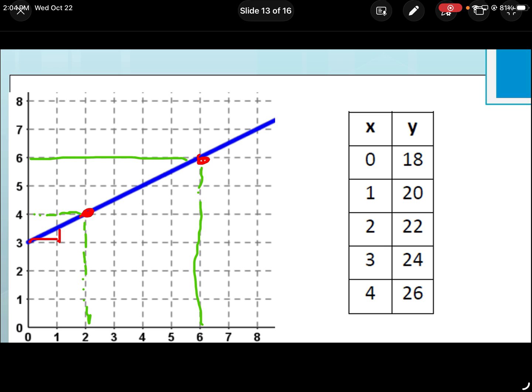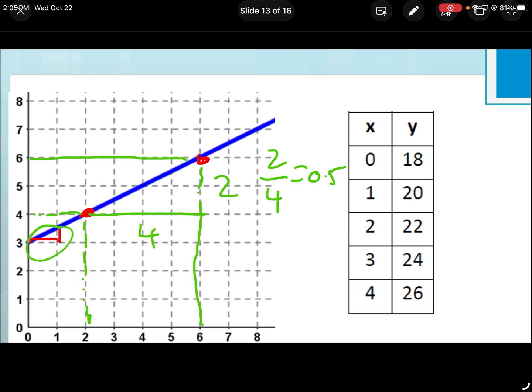So what I need to do is know how much it goes up, and divide it by how much it goes across. How much does it go up? It goes from 4 to 6, so it goes up by 2. How much does it go across? It goes from 2 to 6, so it goes across by 4. So my rise over run, or my change in y over change in x, my actual slope, is just 2 divided by 4, which is 0.5. And we kind of guessed that over here, didn't we? We were pretty sure that's 0.5.